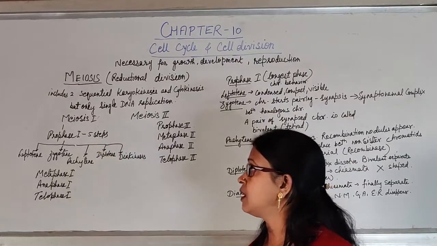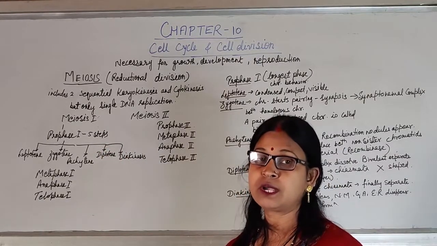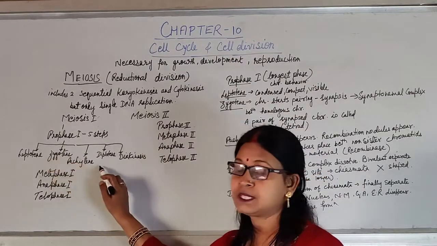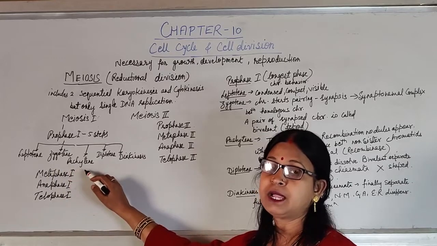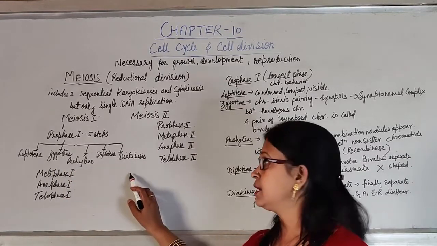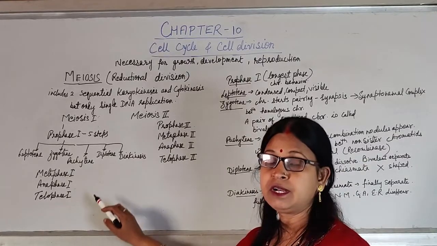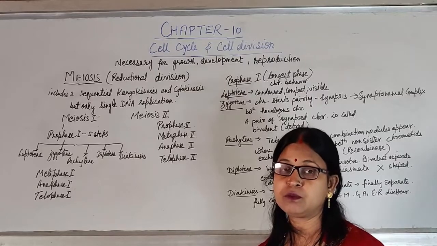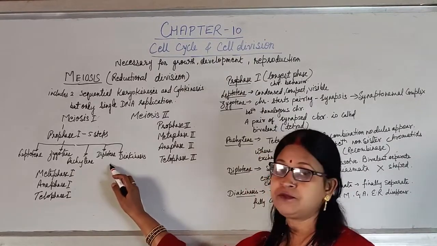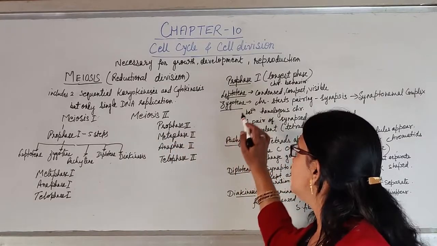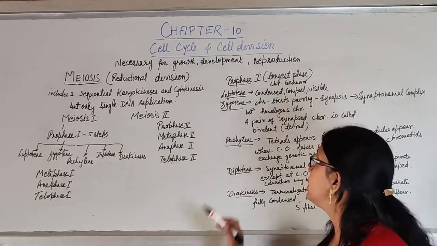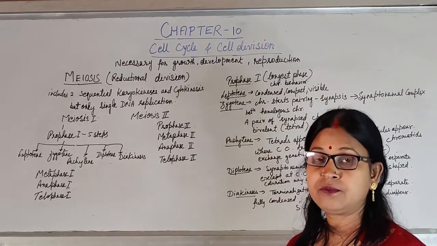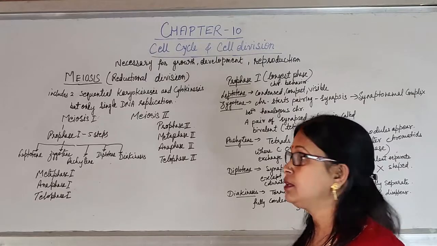But here in meiosis 1, prophase 1 is the longest duration phase, and it involves 5 steps: leptotene, zygotene, pachytene, diplotene and diakinesis. We will study one by one what events occur during these stages. Depending upon the behavior of the chromosome, there are 5 phases in prophase 1. Prophase 1 is the longest phase, and depending upon how the chromosome behaves in different stages, these stages are given their names.